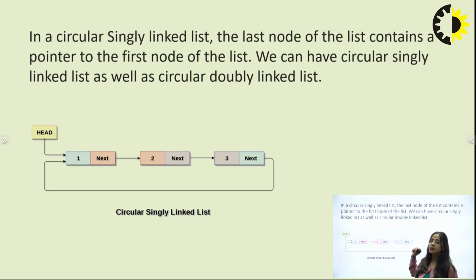Now how is the circular linked list different from a linear linked list? In a singly linked list we had in the last node the address as null, right? But here you can see that the last node is pointing to the first node. So what happens in a circular linked list is that the last node of the linked list points to the head node. Okay.